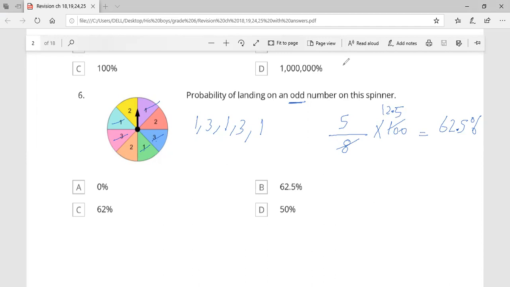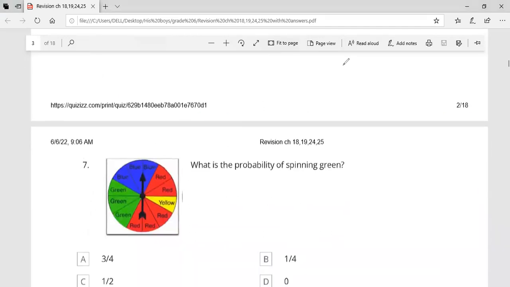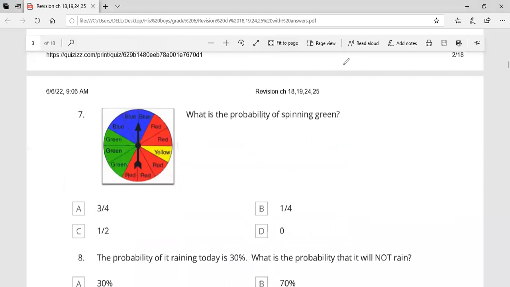The next one. Again, you say, what is the probability of spinning green? How many greens? 1, 2, 3. Here, green is 3.